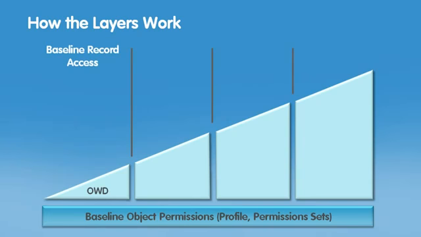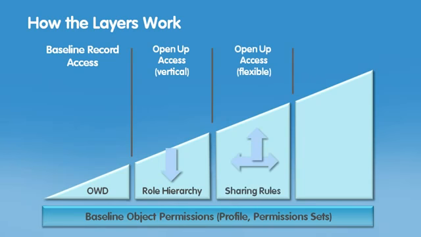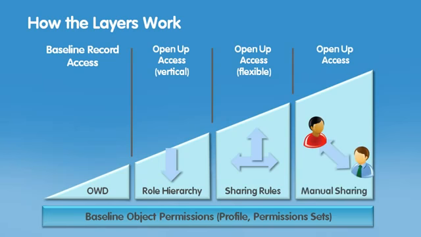Record access to records a user does not own are set first by the org-wide defaults. If your defaults are more restrictive than public read-write, you can open access back up to certain roles using the role hierarchy. You can further open up access using sharing rules. Sharing rules open up access horizontally or vertically to roles, groups, or territories. In addition, the record owner can also share individual records with other users by using the Sharing button on the record.